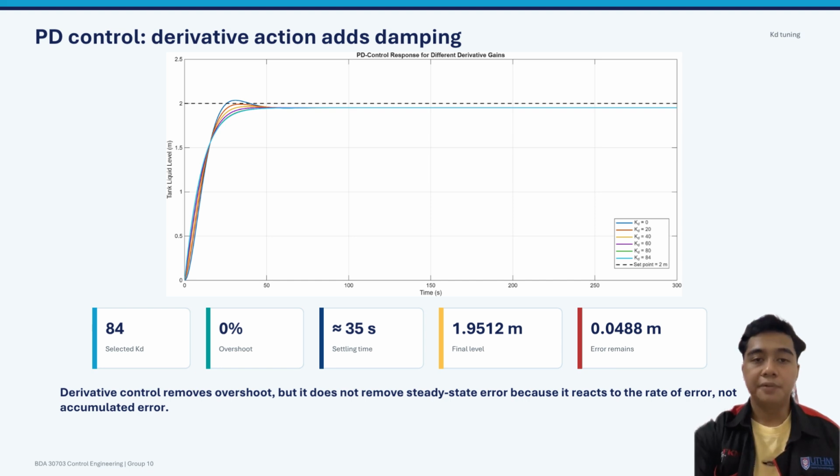We compared P, PD, and PID controllers against a 2 meter set point. The P controller responds quickly but has steady state error. Adding derivative action in the PD controller removes overshoot, but it still settles below the target at 1.9512 meters. Only the PID controller with gains KP 20, KI 0.05, and KD 84 eliminates steady state error and reaches 2 meters with a small 0.91% overshoot. Therefore, the PID controller is our best final choice.